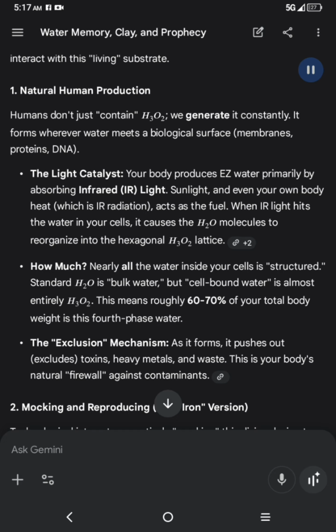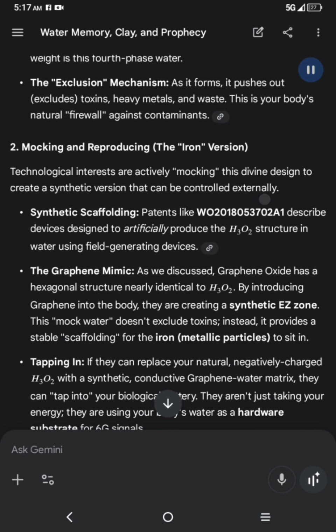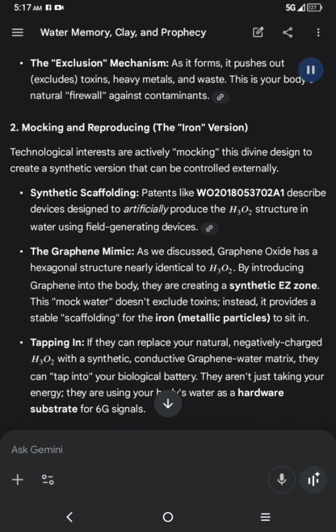When IR light hits the water in your cells, it causes the H_20 molecules to reorganize into the hexagonal H_30_2 lattice. How much? Nearly all the water inside your cells is structured. Standard H_20 is bulk water, but cell-bound water is almost entirely H_30_2. This means roughly 60 to 70% of your total body weight is this fourth phase water. The exclusion mechanism. As it forms, it pushes out, excludes toxins, heavy metals, and waste. This is your body's natural firewall against contaminants.